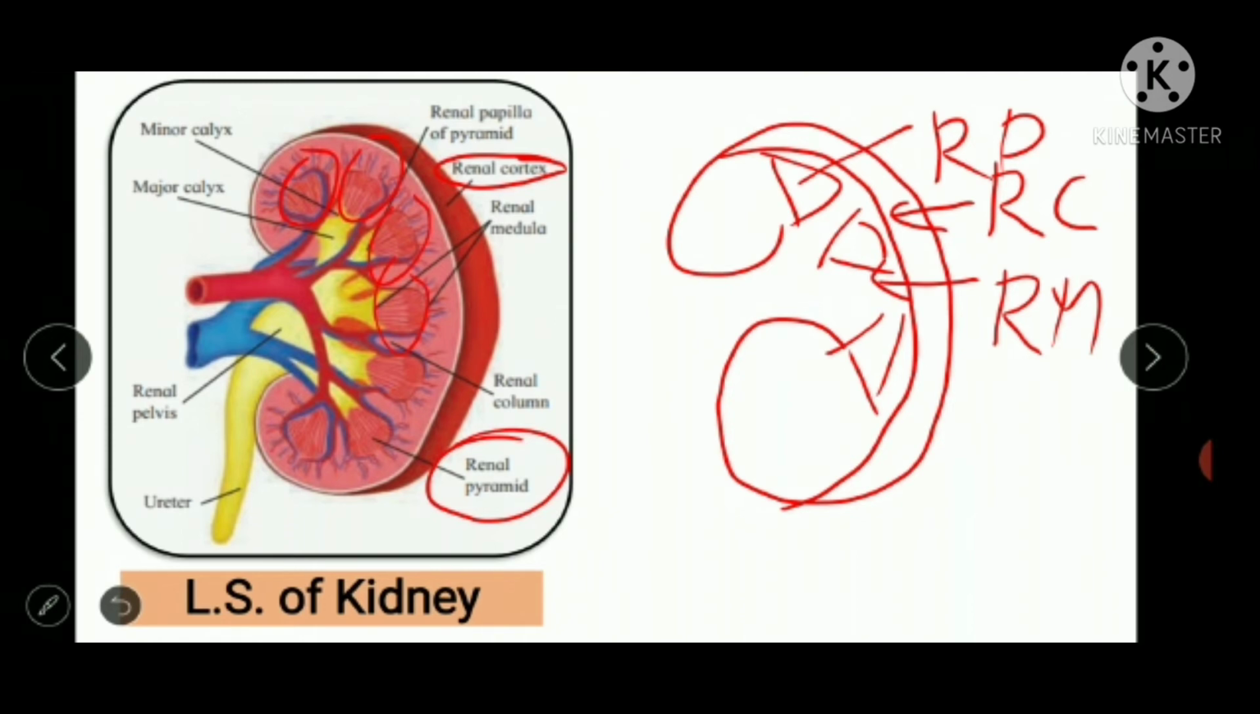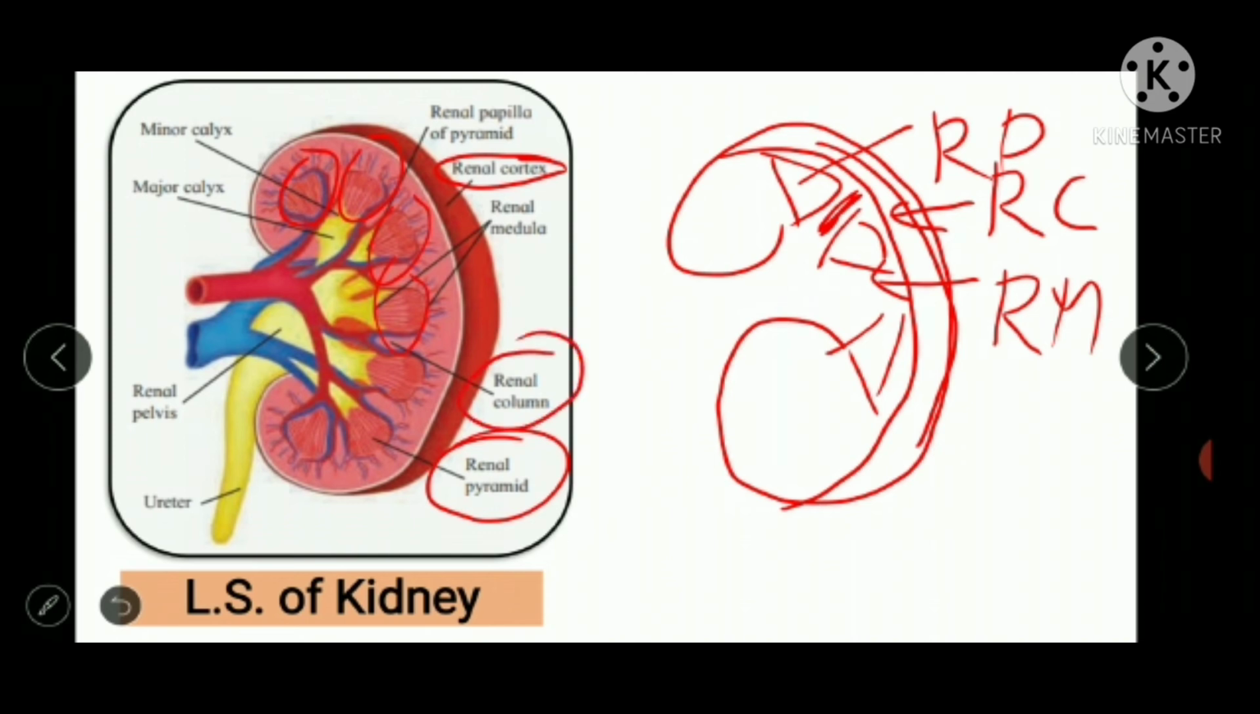Now, what is present in this pyramid or inside this kidney? The structural and the functional unit of kidney, they are present. And the name of the structural and the functional unit of kidney is called as nephron. So these nephrons are present, some part in the cortex region and some part in the medulla region.